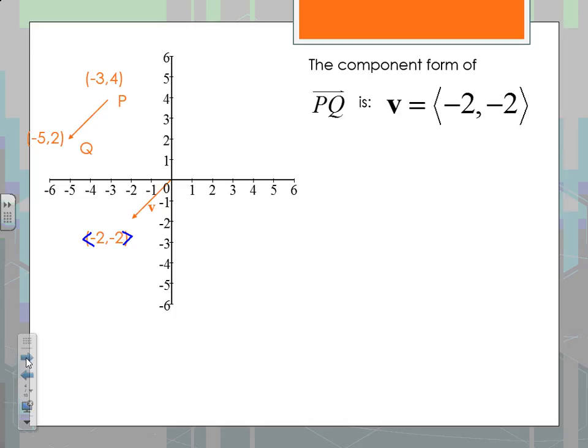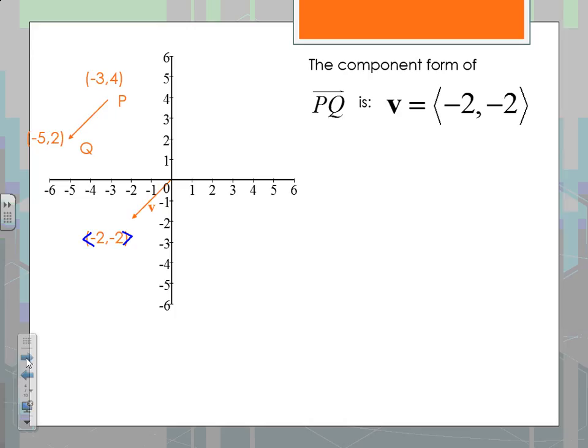Subtract the x's, subtract the y's, but make sure it's always terminal minus initial. Okay? All right. So basically, component form is telling us where the terminal point is from the origin. Okay?